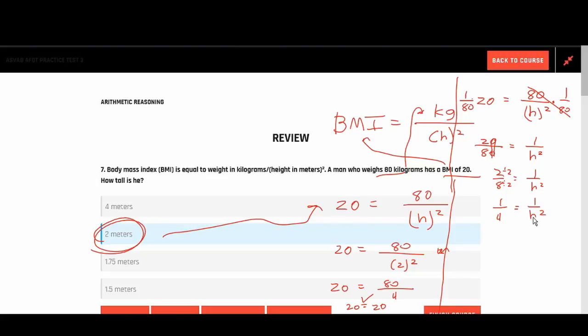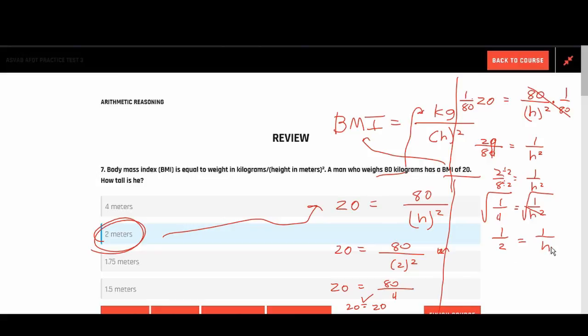Now we can take the square root to get rid of this squared. And what we do to one side, we have to do to the other. This crosses out the square root. And the square root of 1 is just 1. Again, this square root crosses out this squared, so we're just left with h. The square root of 1 is 1, as I just said. Square root of 4 is 2.